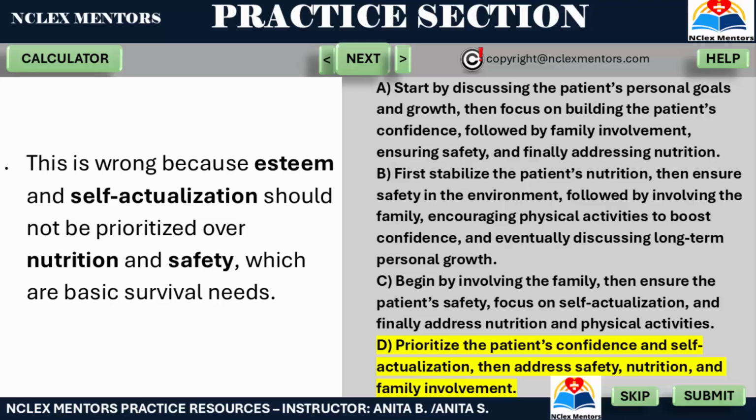B is correct because it follows the proper order: nutrition, safety, family involvement, confidence, and then personal growth.